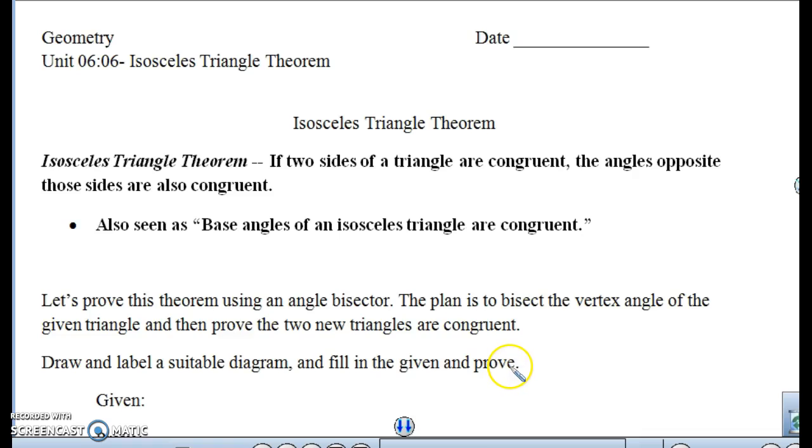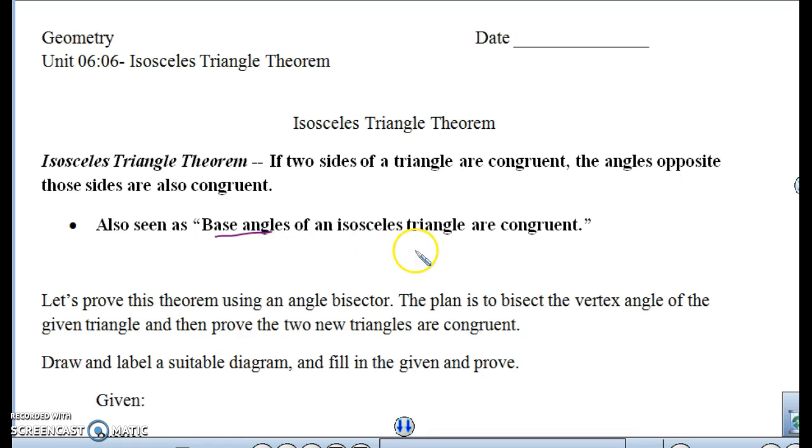This is Geometry Unit 6, Lesson 6 on the Isosceles triangle theorem. Now, the Isosceles triangle theorem says, if two sides of a triangle are congruent, the angles opposite those sides are also congruent. A little shorter way of saying that is base angles of an isosceles triangle are congruent.